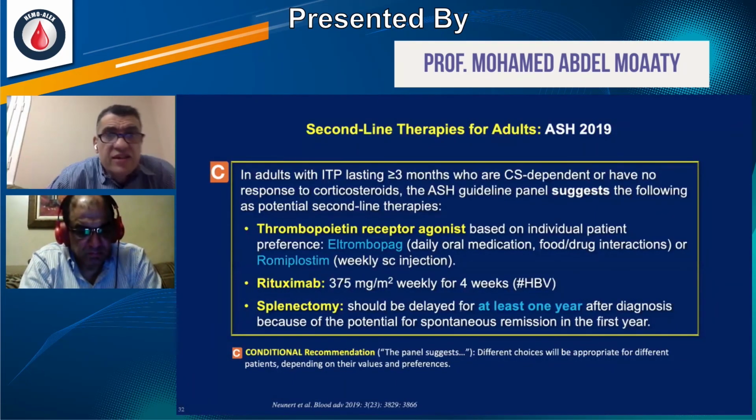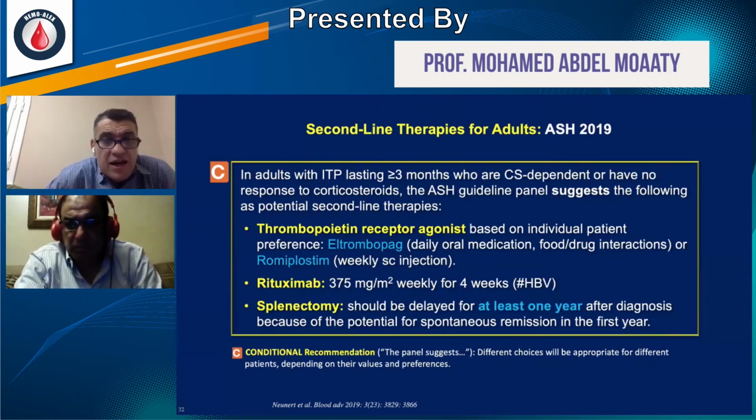And the standard of care, according to the latest ASH guidelines, for second line: thrombopoietin agonists based on individual patient preference, eltrombopag in patients preferring daily oral treatment, taking care of food-drug interactions, or romiplostim in patients preferring weekly subcutaneous injection, or rituximab and splenectomy.